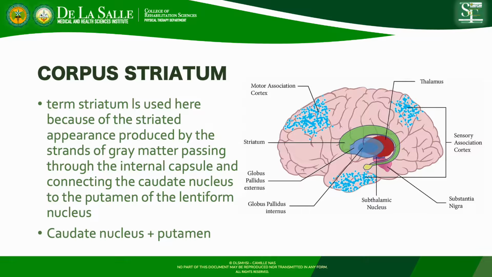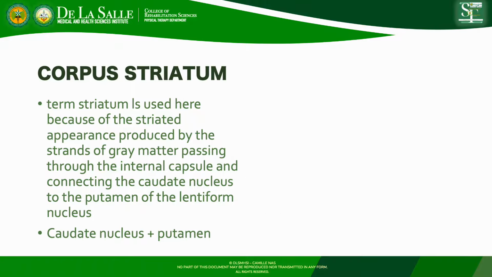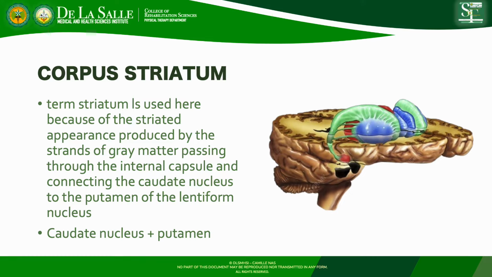So the corpus striatum, it's called striatum because of its appearance. It has striations. It's striated because of the strands of gray matter that are passing through it, connecting the caudate nucleus to the putamen of the lentiform nucleus. So the corpus striatum is basically the connection between your caudate nucleus and the putamen. In this picture, you can see the striations of the corpus striatum. So that green colored structure, that is the corpus striatum that connects again the caudate nucleus and the putamen.